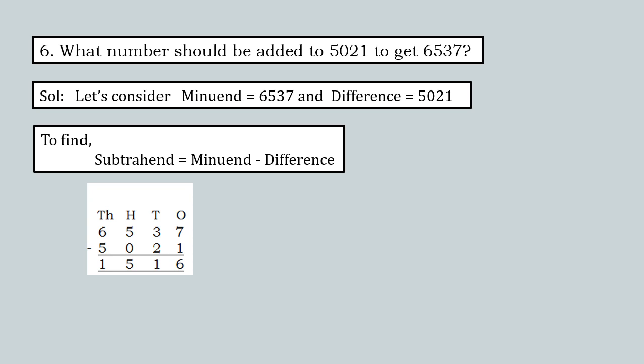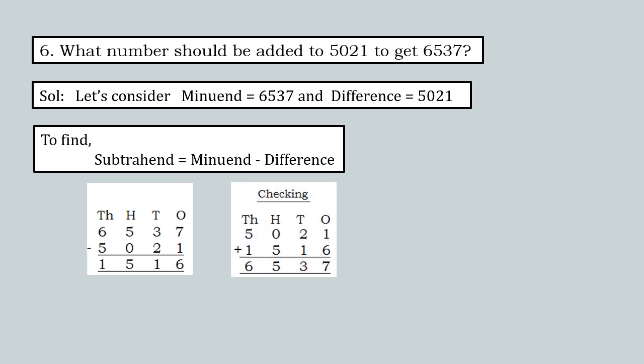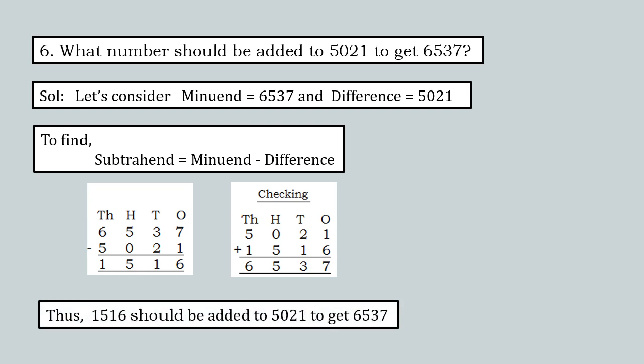To check our answer, we add subtrahend and difference to get the same minuend. So here we are adding 5021 and 1516 to get the same minuend 6537. So we write the final statement like this: Thus 1516 should be added to 5021 to get 6537.